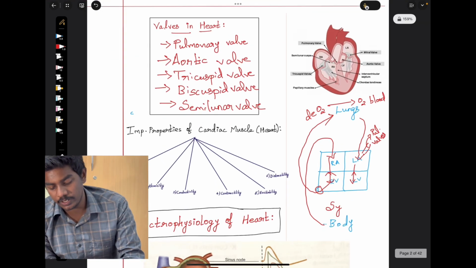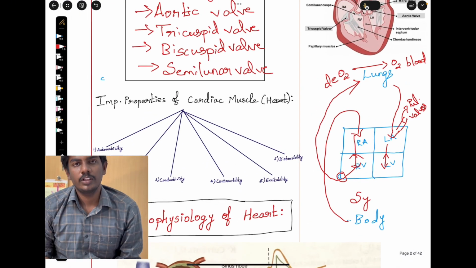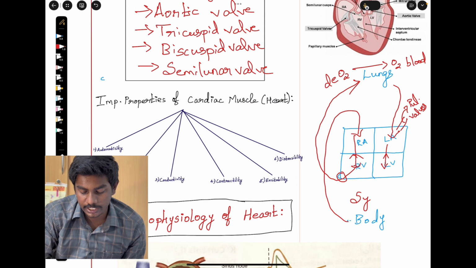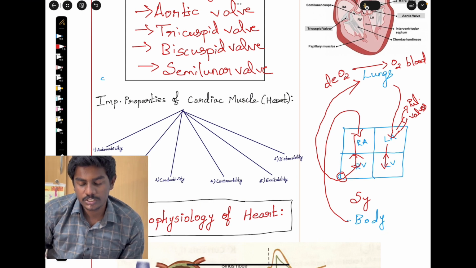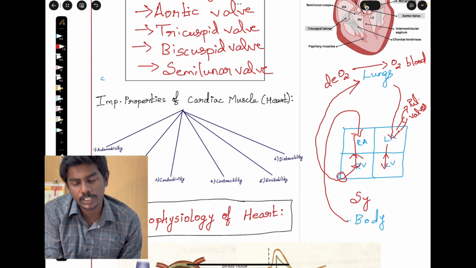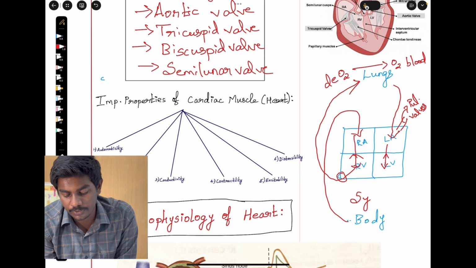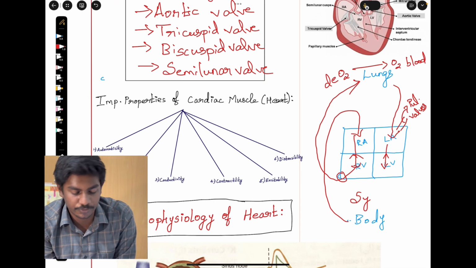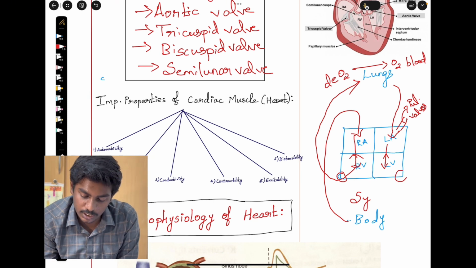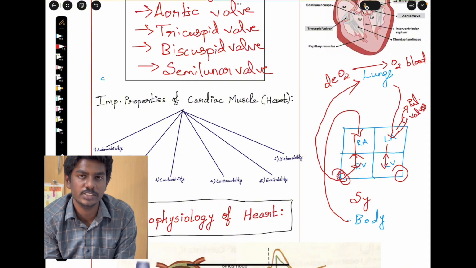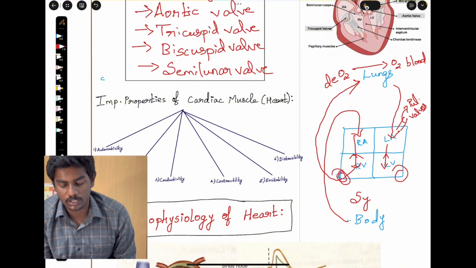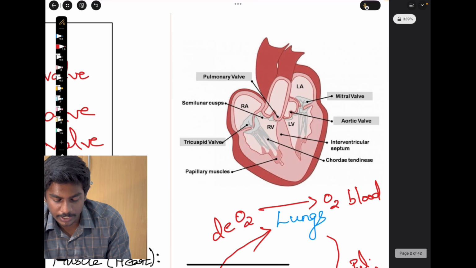Through the tricuspid valve, the blood from the right atrium enters the right ventricle. The bicuspid valve or the mitral valve is the valve through which the blood from the left atrium enters the left ventricle. Semilunar valves are the valves present at both the ventricles, through which blood is pumped out of the heart. Now we are going to see the diagrammatic representation.